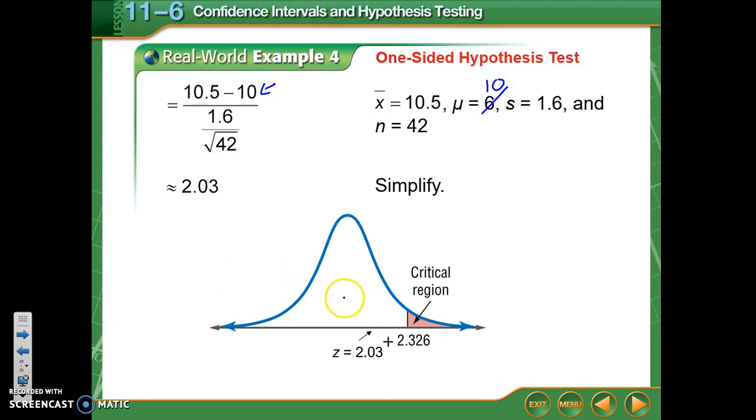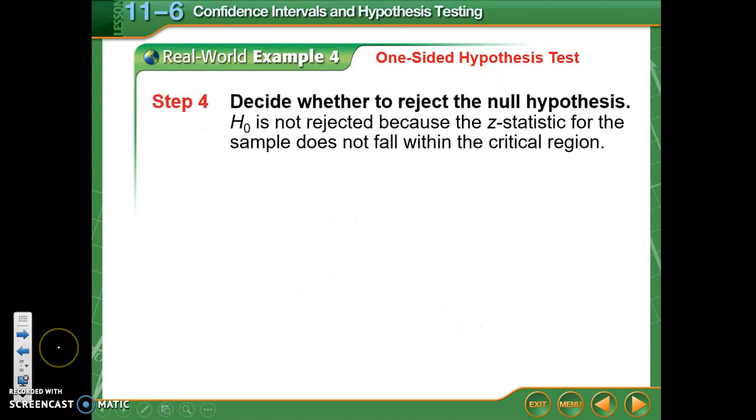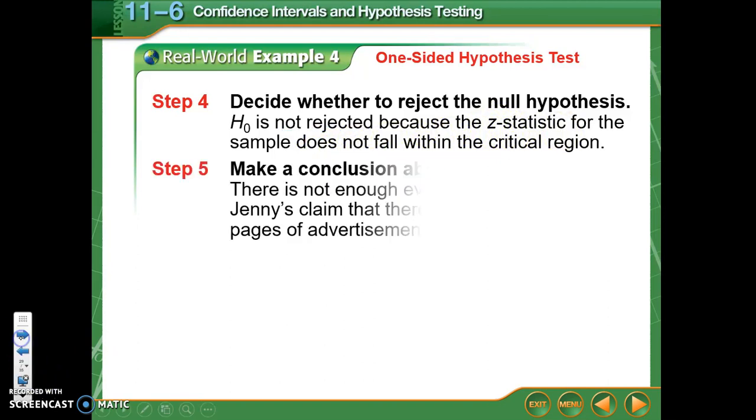That's step 3. So notice my critical region is here above 2.326. So if my z statistic falls in here, I would reject the null hypothesis, but 2.03 is to the left, so it's not in the critical region. My z statistic is not in the critical region. So we say, again, we do not say accept, we say we do not reject the null hypothesis. We might need more evidence to prove if it's true, but we don't reject it because the z statistic is not in the critical region.